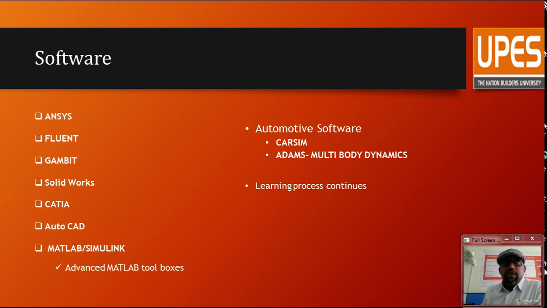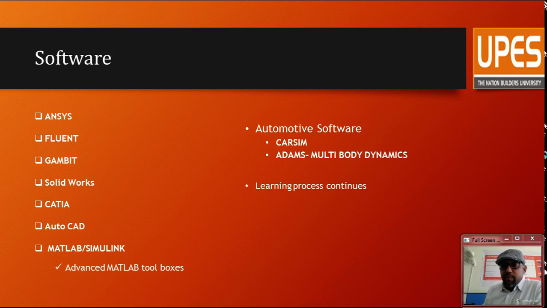Then software, it is the most important. In addition to the classroom theory, we also ask the students to check things using software. ANSYS is for structures as well as fluids, and Fluent and Gambit are the CFD software. SolidWorks is a modeling software. CATIA is again a modeling software. AutoCAD is the basic designing software.